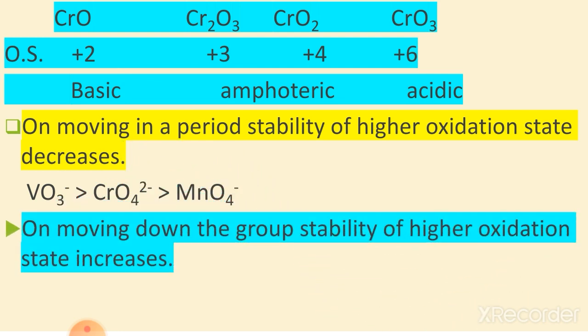Then on moving down the group, stability of higher oxidation state increases. So look again here, CrO3, MoO3, WO3, that is trioxide of chromium, trioxide of molybdenum and trioxide of tungsten. They belong to the same group. Down the group, the stability of higher oxidation state, that is +6, increases. That means WO3 and MoO3 are stable, but CrO3 is unstable. So that's why CrO3 works as an oxidizing agent and reduces itself to Cr3+.